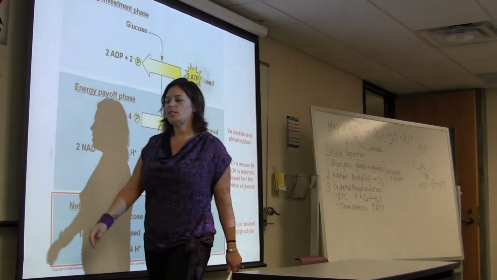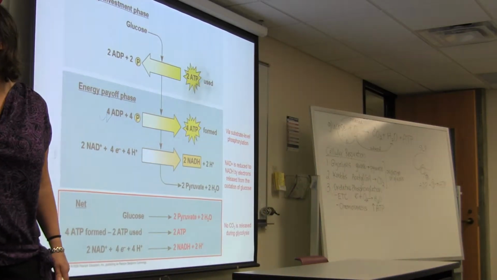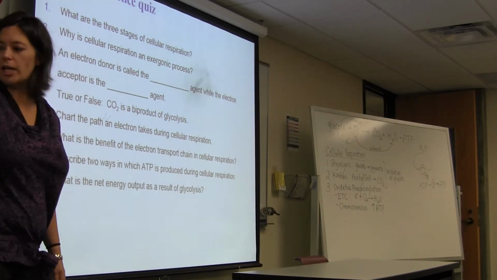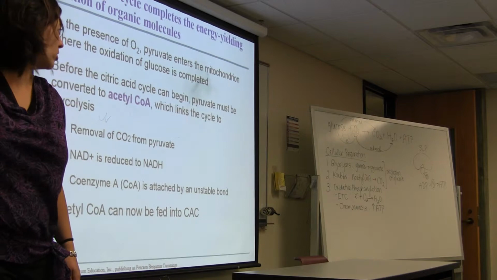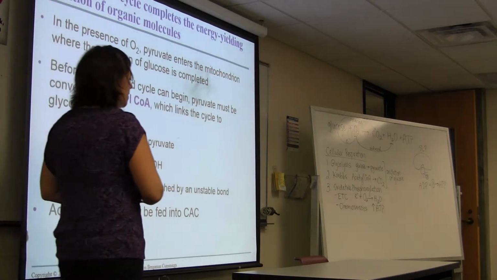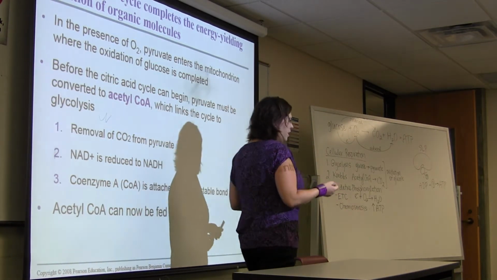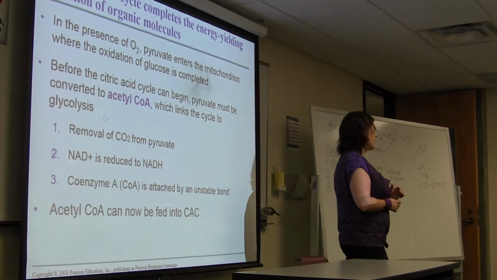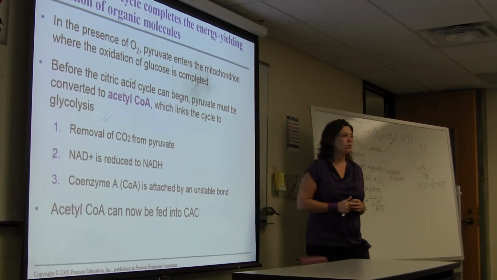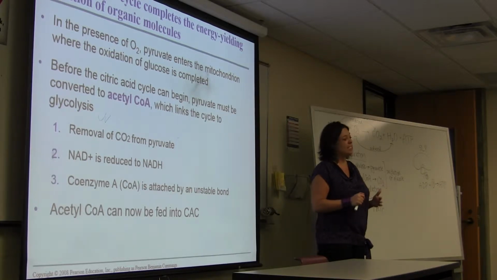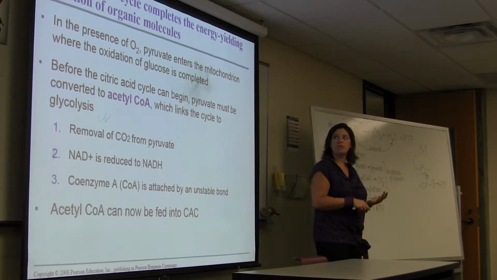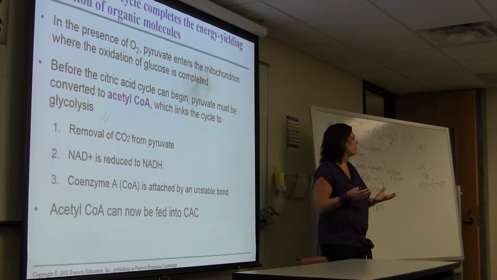All right, so now we're going to talk about what happens after glycolysis. So after glycolysis, we have these 2 pyruvate molecules, and these are going to feed into what's called the Krebs cycle. Now the Krebs cycle, and by the way, another term used to describe the Krebs cycle is the citric acid cycle. So the Krebs cycle and citric acid cycle are the exact same thing.